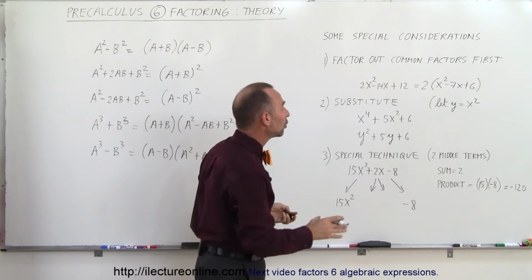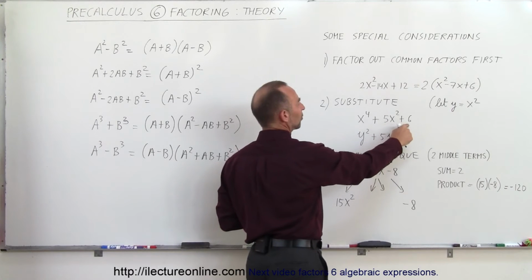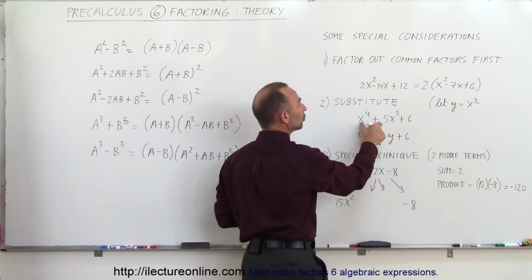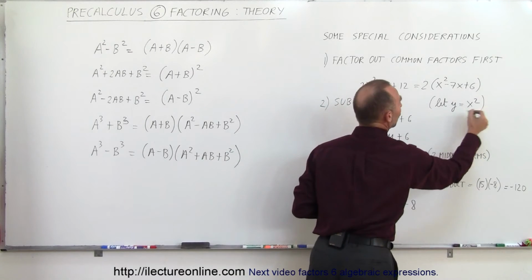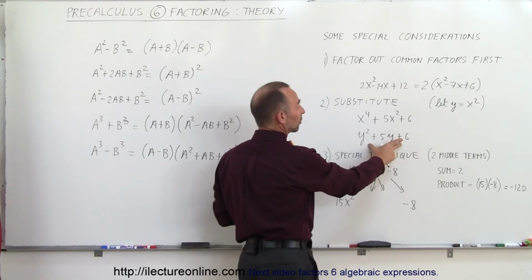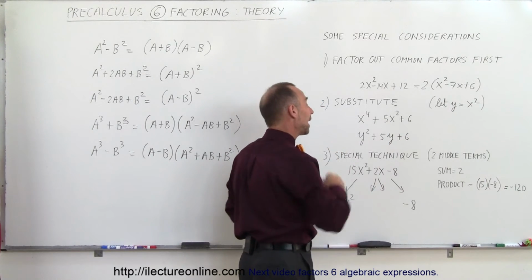In some cases, you want to do some substitution. For example, when you have x to the 4th plus 5x squared plus 6, notice that this is x squared and this is x squared squared. So you can do the substitution, let y equal x squared. And then the expression becomes like this, and this is easily factorable in terms of y, and then you revert back to x.